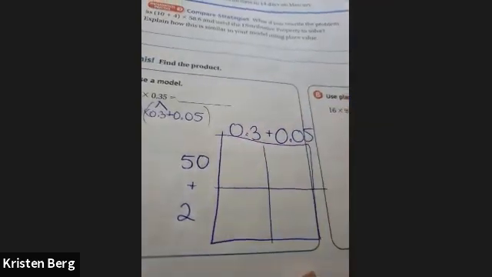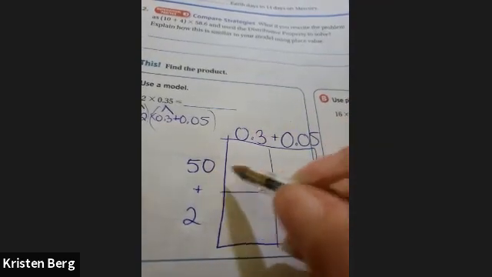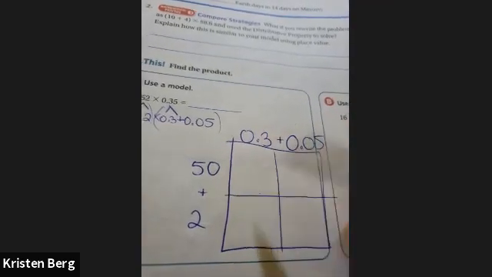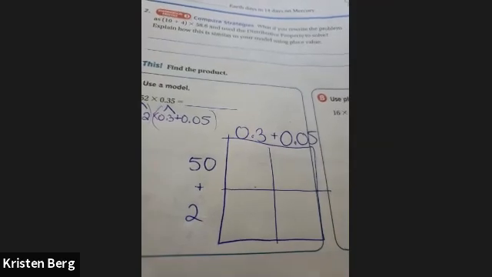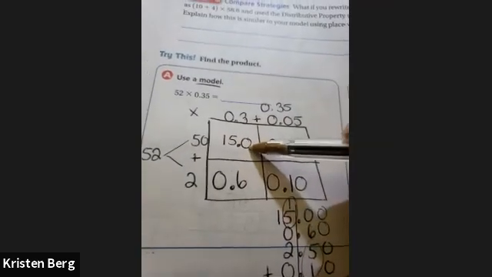And then made up a model. And then you do, all right, what is 50 times 3/10? And then you put your answer here. So I'm just going to go over this real fast. If you did it that way, it would have come out to be 15.